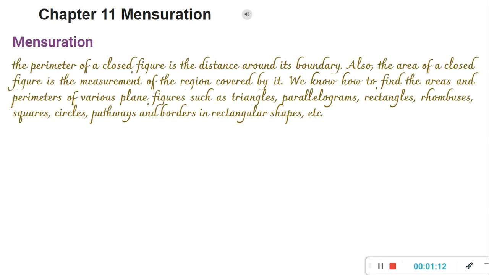There are two types of geometric shapes. What are they? 3D shapes and 2D shapes, right? We know that the perimeter of a closed figure is the distance around its boundary. Also, the area of a closed figure is the measurement of the region covered by it. We know how to find the areas and perimeters of various plane figures such as triangles, parallelograms, rectangles, rhombuses, squares, circles, pathways and borders in rectangular shapes, etc. These we already studied in previous classes. Now a few formulas I have already given here, so let me see what the formulas are.